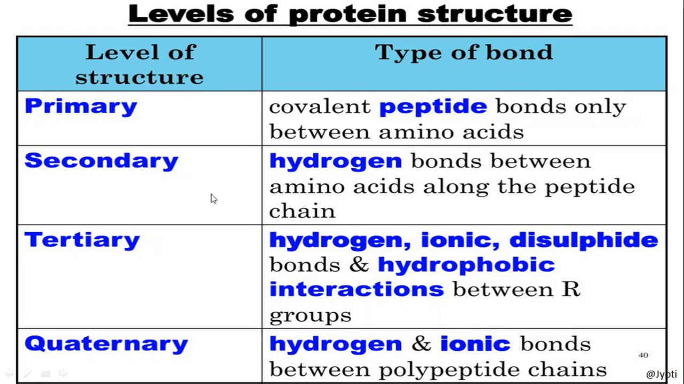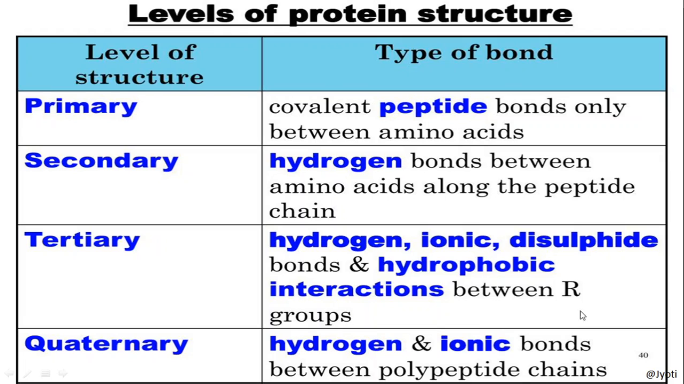Then in the secondary structure, hydrogen bond along with peptide bond is present. The peptide bond is common in all the 4 levels of structure. Along with the peptide bond, hydrogen bond is present between the amino acids. Then in tertiary structure, along with peptide bond and hydrogen bond, ionic bond, disulfide bond and hydrophobic interaction are present between the R groups.